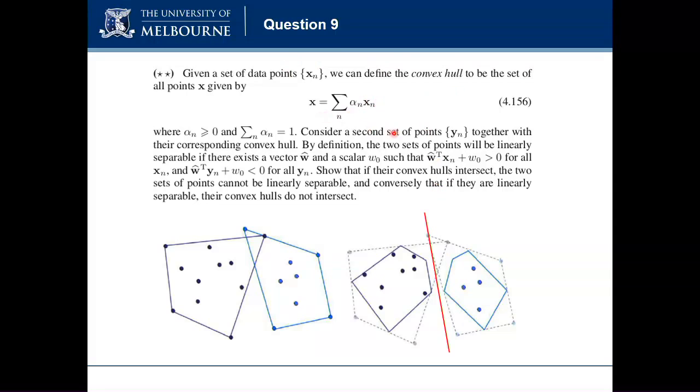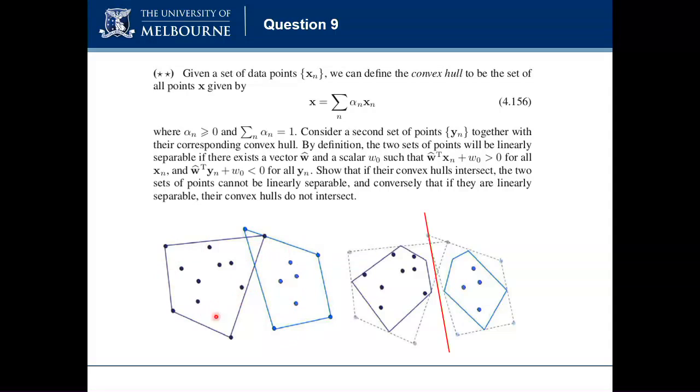So how do we mathematically express that? We have a given set of data points, xn, and we can define the convex hull of the set of all points x as this, and then we can also define, as shown in the pictures, the convex hull of each class separately. In this case, by definition, the alpha n's need to be non-negative and need to add up to 1. Then you get all the points spanned by these convex hulls.